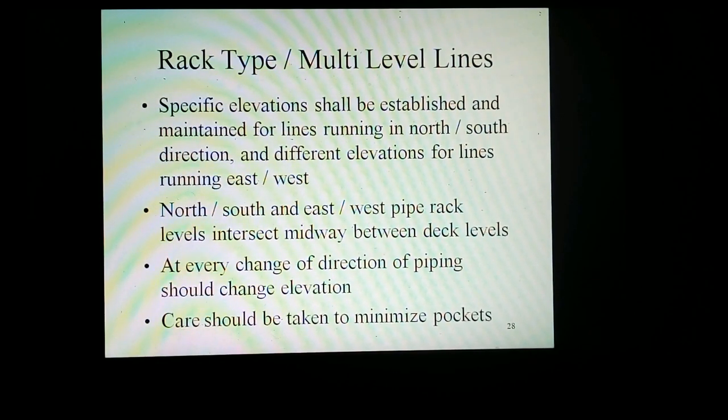Specific elevations shall be established and maintained for lines running in the north and south direction, and different elevations for lines running east and west. North-south and east-west pipe racks shall intersect midway between deck levels. At every change in direction, the piping should change elevation, but care should be taken to minimize pockets.